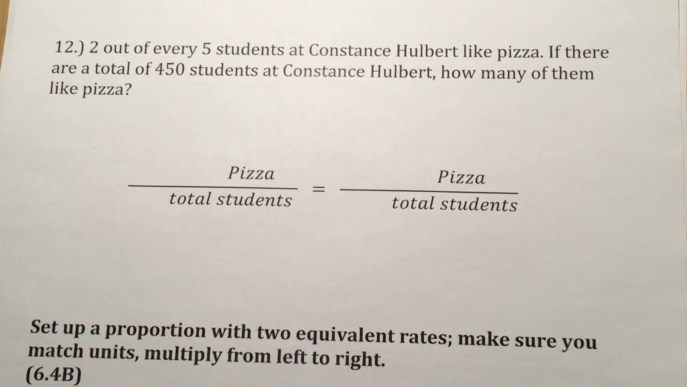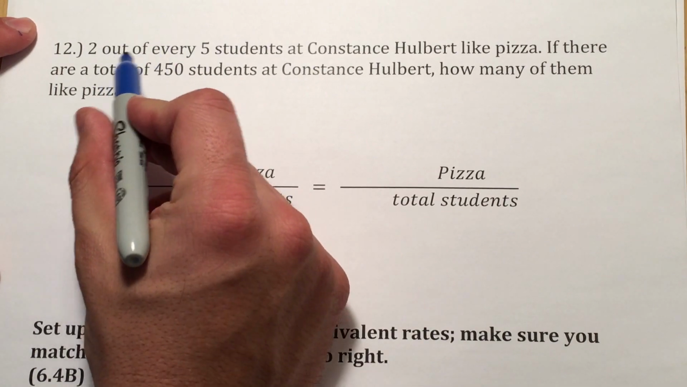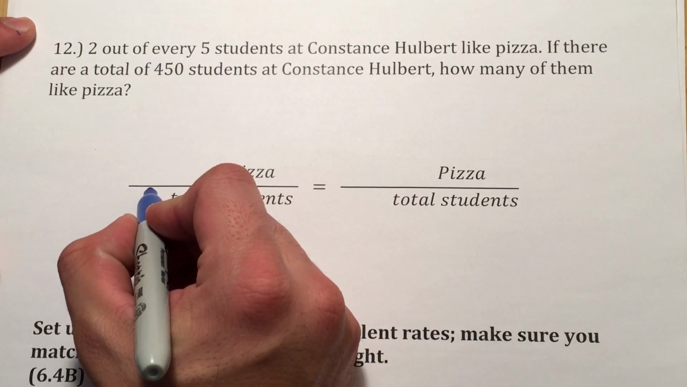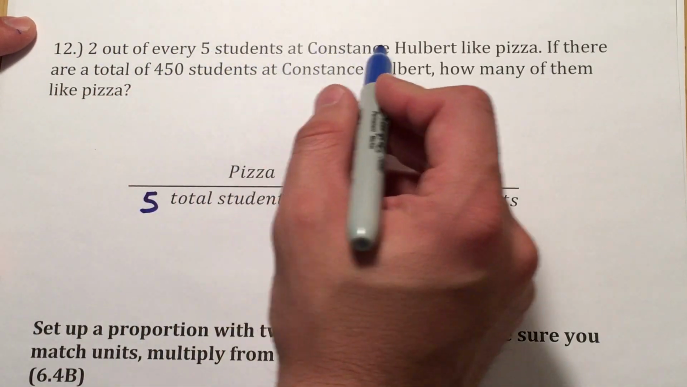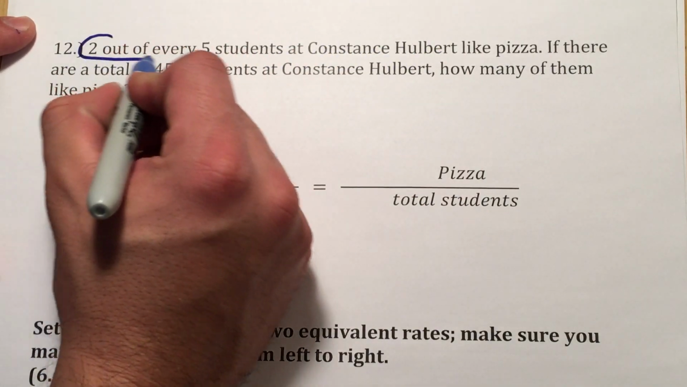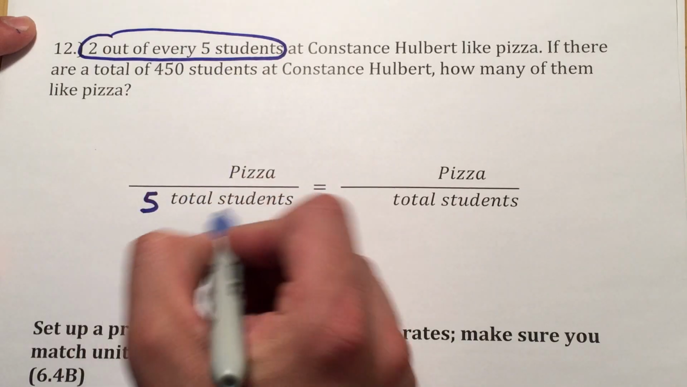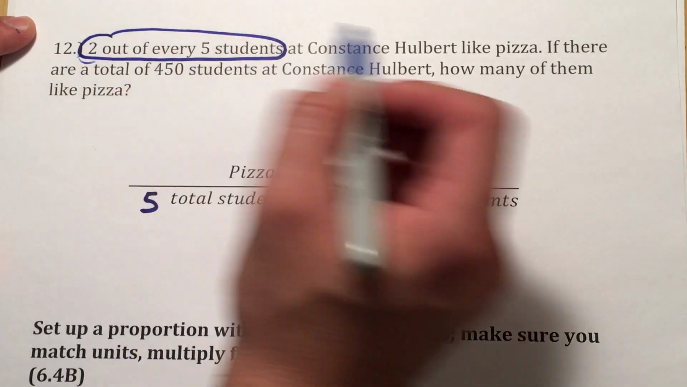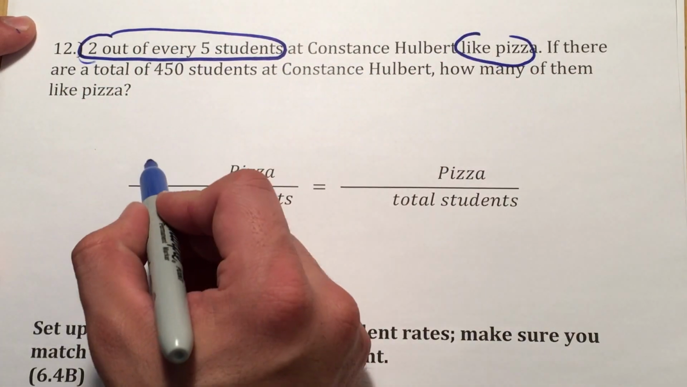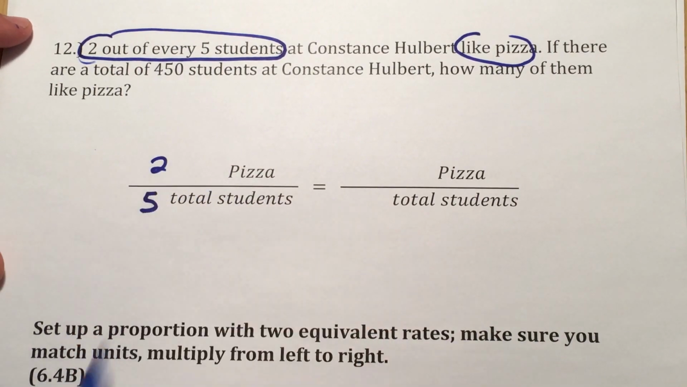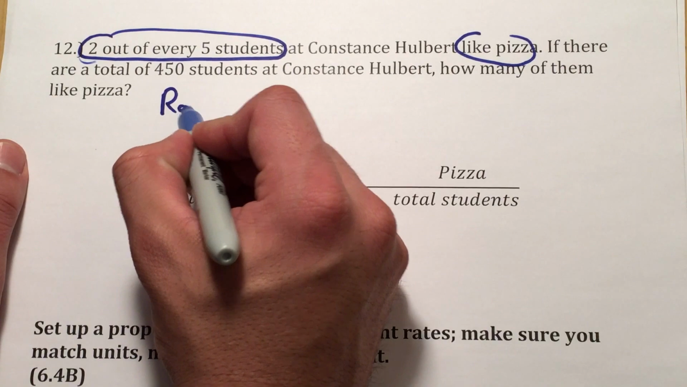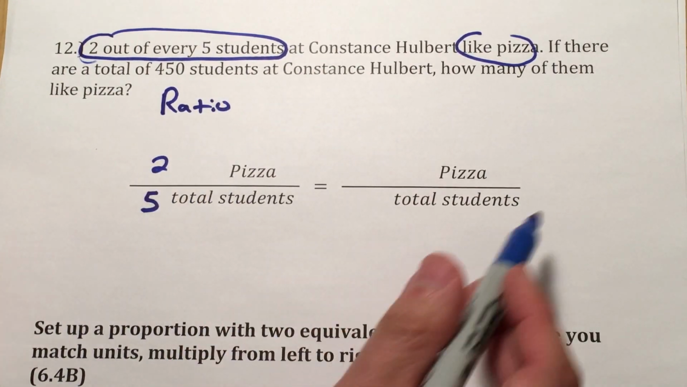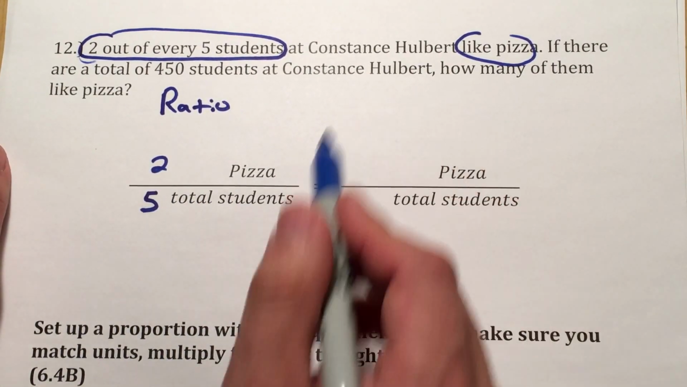So we know that out of every 5 students, right? It says out of every 5 students, how many of them like pizza? 2, right? It says 2 out of every 5 students at Constance Holbert like pizza, so that's important. So that means for every 5 students, 2 of them like pizza. We're going to set up our first ratio. So we just did that right now. And now we're going to set up our second ratio.